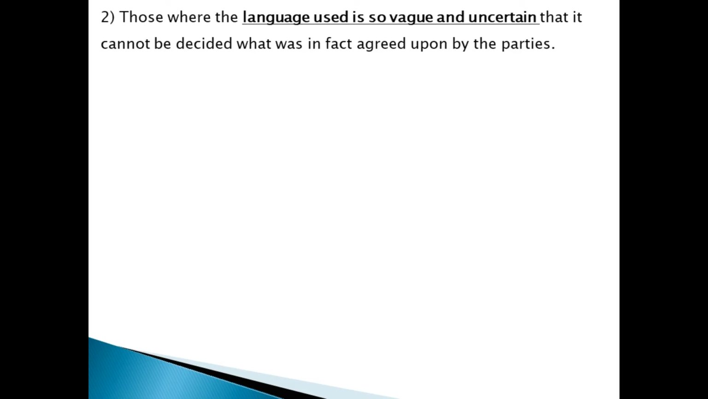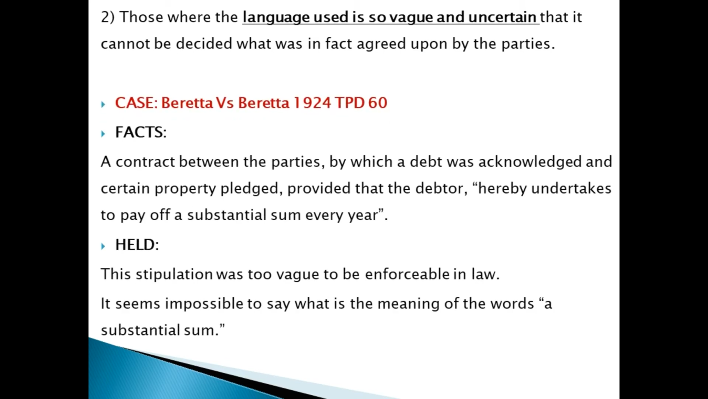The second class is of those contracts where the language used is so vague and uncertain that it cannot be decided what was in fact agreed upon by the parties. For example, in this case, a contract between the parties by which a debt was acknowledged and certain property pledged, provided that the debtor hereby undertakes to pay off a substantial sum every year. This stipulation was too vague to be enforceable in law. It seems impossible to say what is the meaning of the words a substantial sum. No one knew that sum. What was it really? So the contract was held to be too vague.